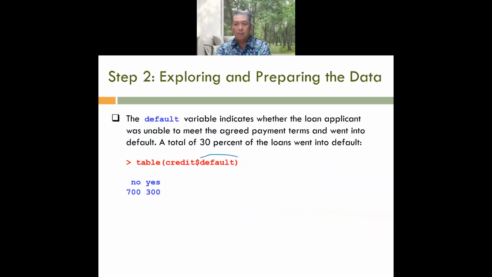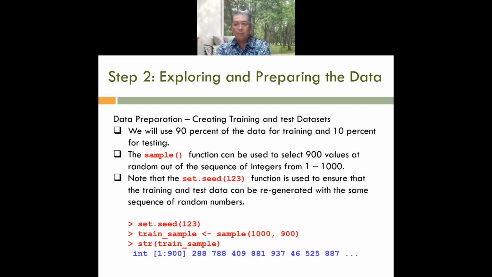So this is for the default. Likely to default means they do not pay. Okay. So likely to default means 30% of people who apply loan will likely to default. Okay. So based on the history of the previous customer, they will try to model using the decision tree.